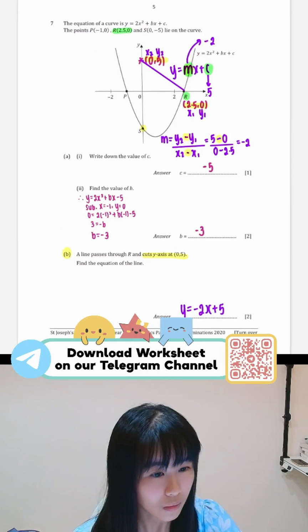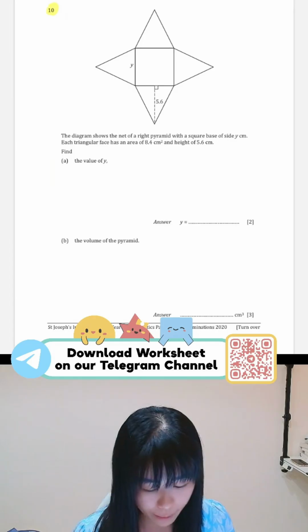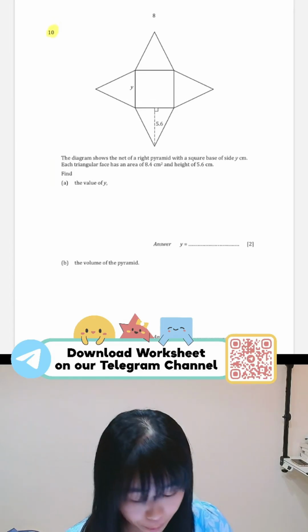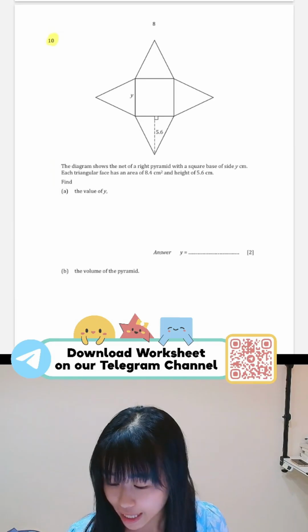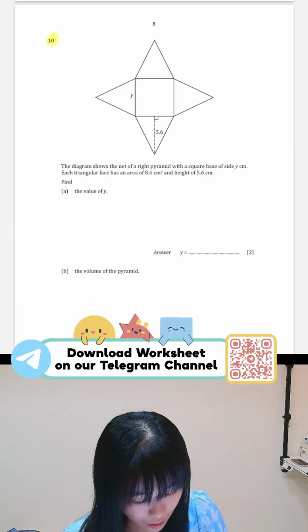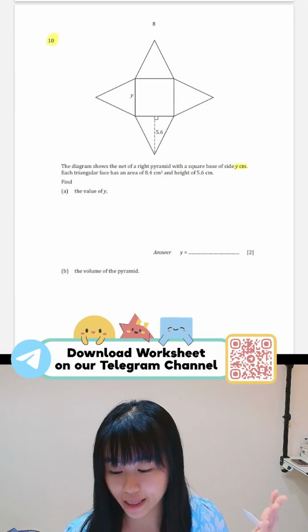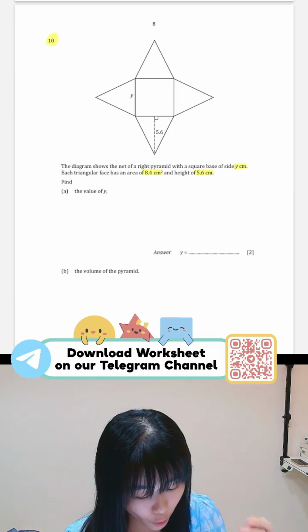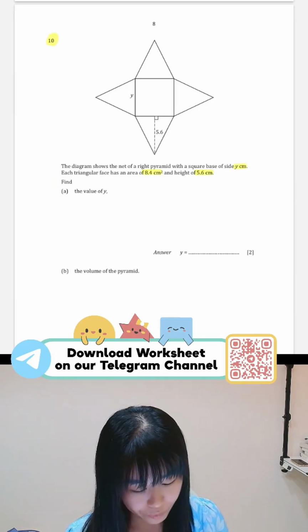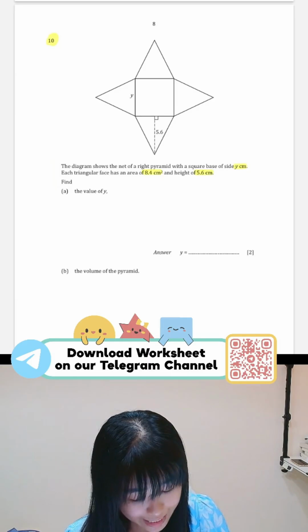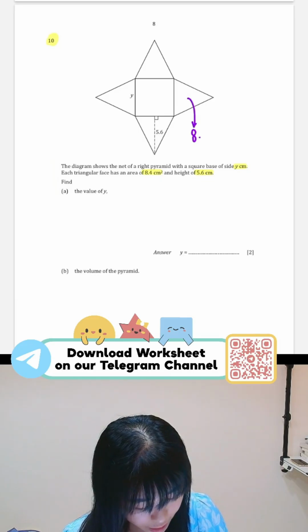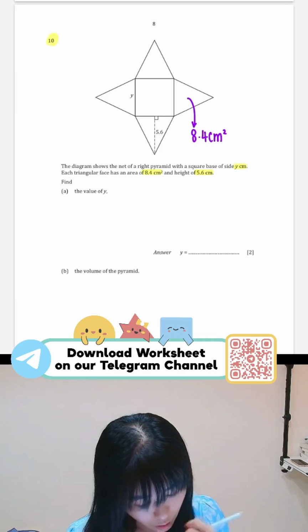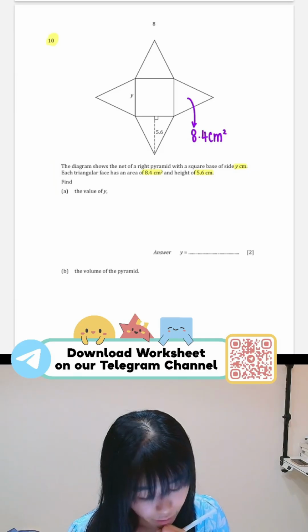So question 10, we have a diagram that shows the net of a right pyramid with square base side y cm, and each triangular face has an area of 8.4 cm square and a height of 5.6 cm. So they say that the triangular face area is 8.4 cm square, the height is 5.6. Find the value of y.